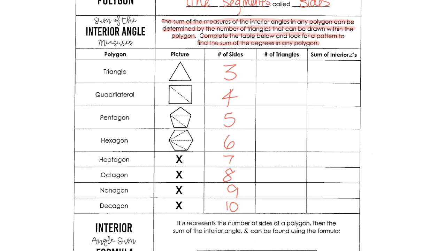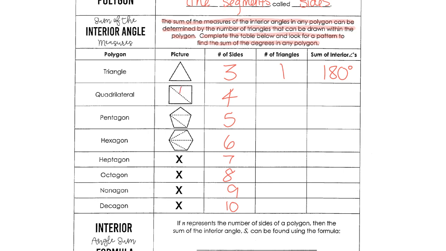So the first one is the triangle. Okay, so for one triangle, we worked a lot with this last semester. The sum of the angles is 180 for a triangle. Now for a quadrilateral, notice how we can draw one line, and it's the minimum amount of lines that we can draw. I know some of you are thinking, well, I can draw another line. Now we're just going to do the minimum. So we can draw one line.